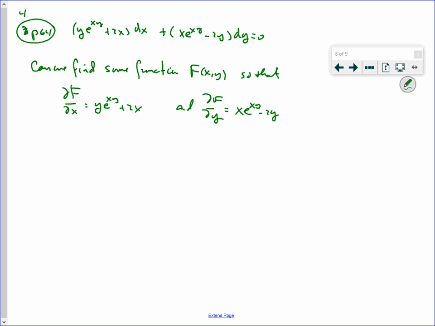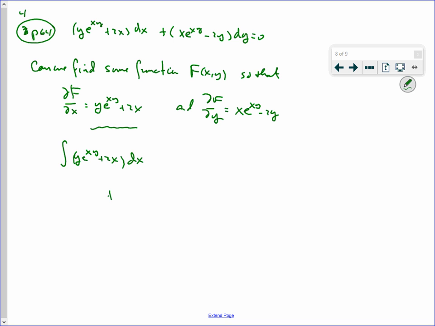Let's see. This y e to the xy plus 2x, well, if that's the partial with respect to x, then it means we had some formula with x's and y's, and we took the derivative with respect to x, and we got this. So that means we integrate this with respect to x, treating anything that's not an x as just a constant. We see what we get. Some of that's easy because it'd be easy to do the 2x part. The first term y e to the xy looks tough, but y is just a constant. x is the only variable.